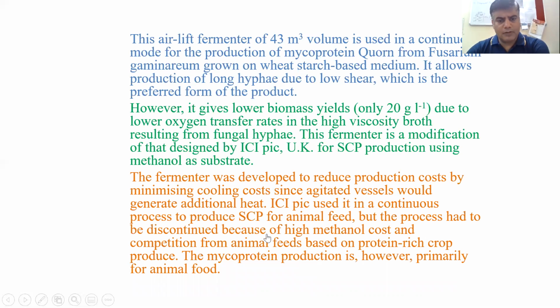The fermenter was developed to reduce the production cost by minimizing cooling costs, since agitated vessels could generate additional heat. So the airlift fermenter of 43 cubic meter volume is used in continuous mode for the production of mycoprotein formed from Fusarium graminearum, grown on a wheat starch based medium.